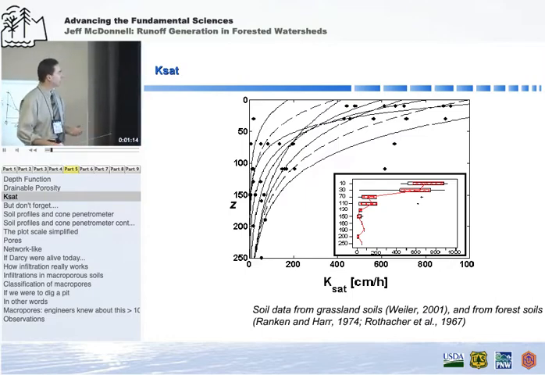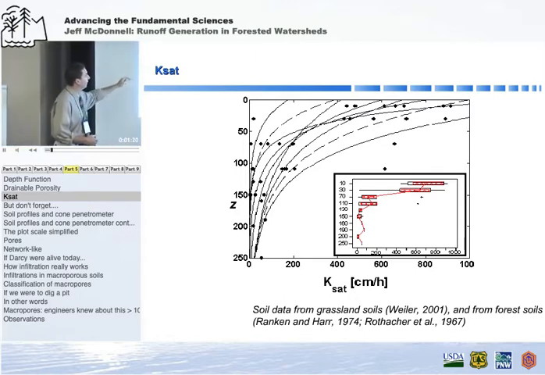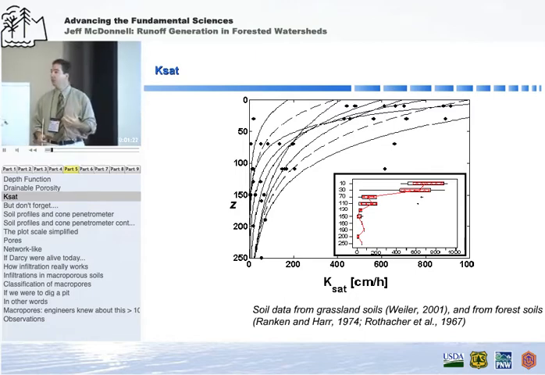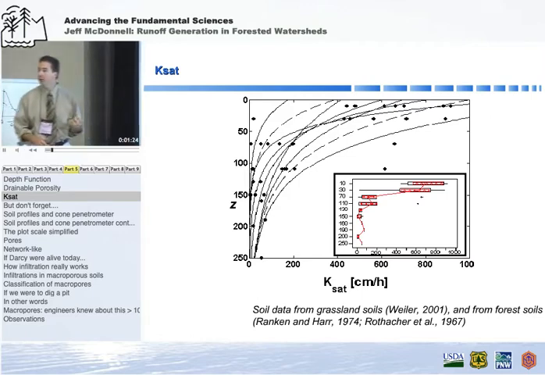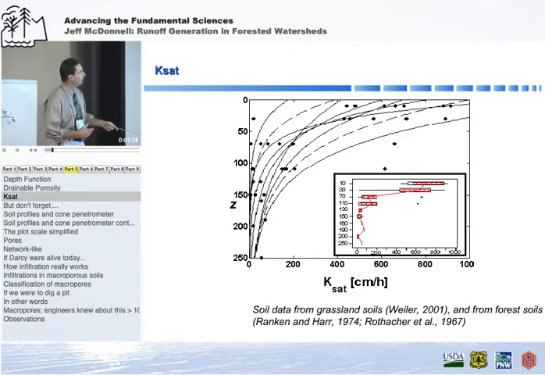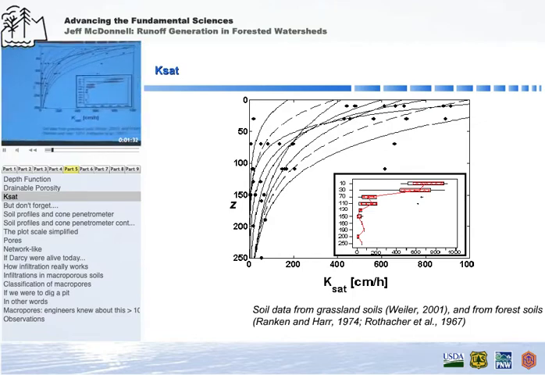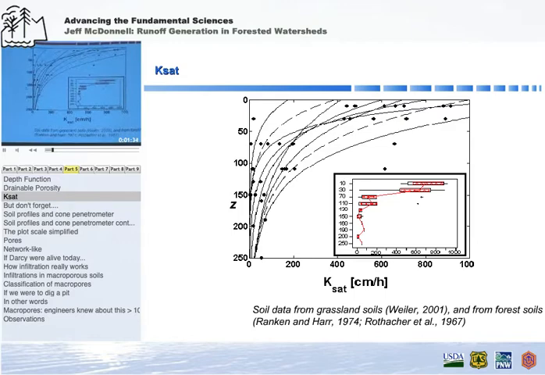Here's saturated hydraulic conductivity data from a number of sites. This is again showing depth functions. This is saturated hydraulic conductivity, where we've taken a core from the field, brought it to saturation, and computed the permeability. These are some summary statistics here with box and whisker descriptions.